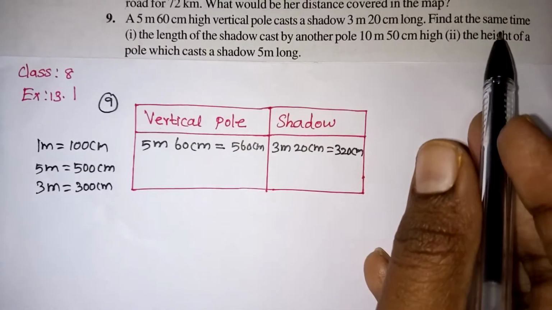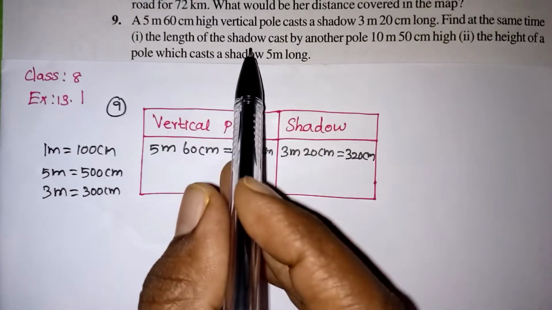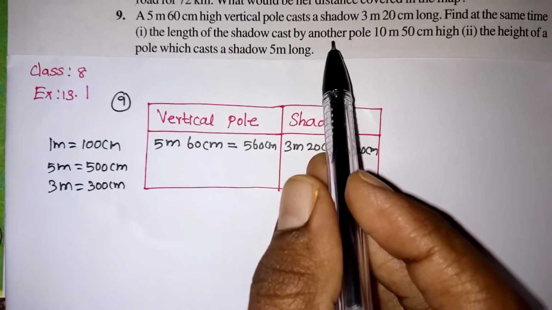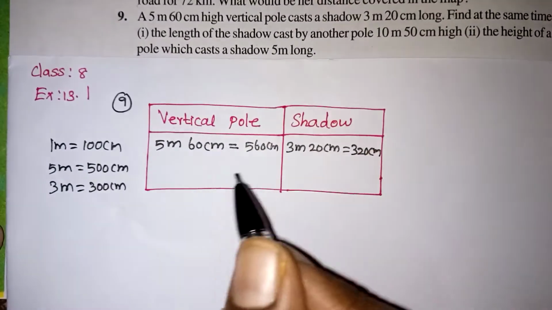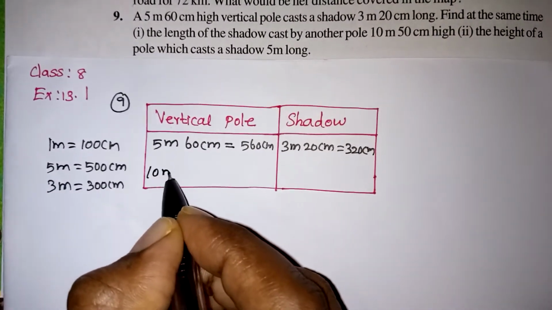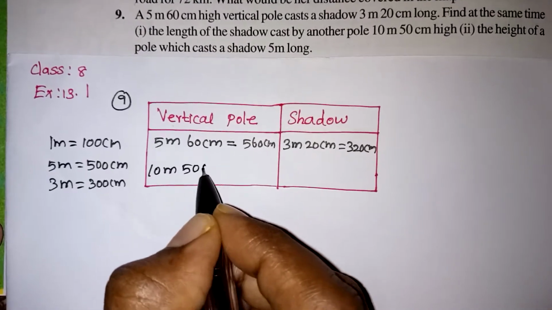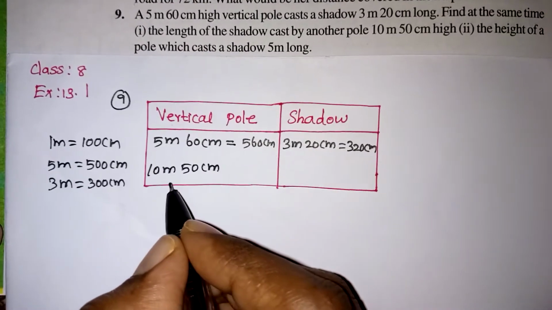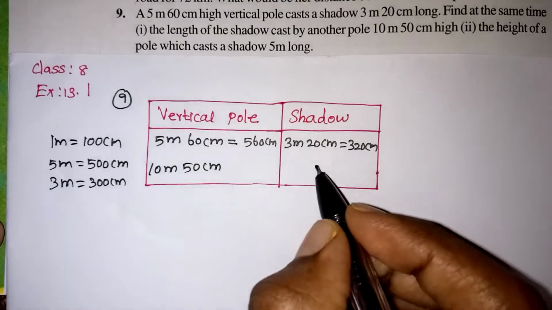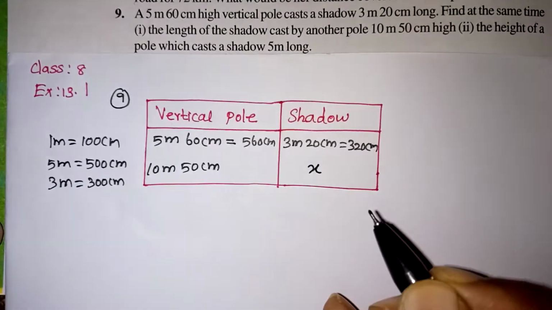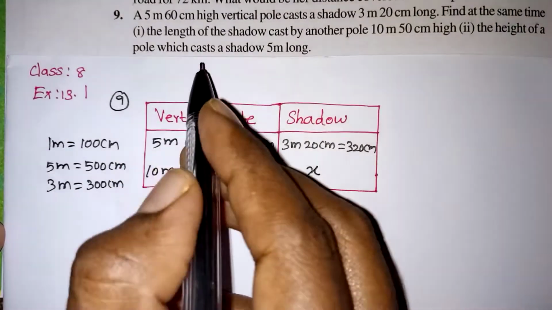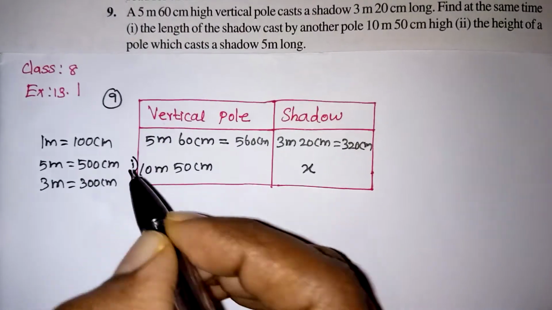Find at the same time the length of the shadow cast by another pole. The length of the pole is 10 meter and 50 centimeter high. If the pole is 10 meter and 50 centimeter high, what will be the length of the shadow they are asking? That is our first problem here.